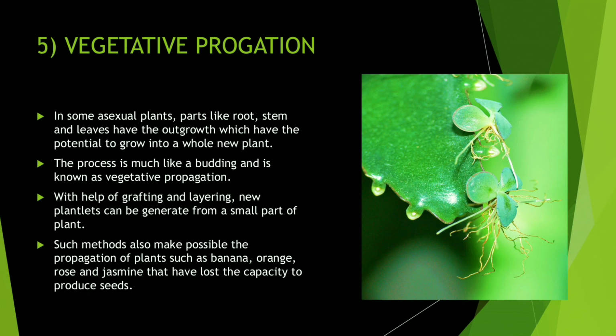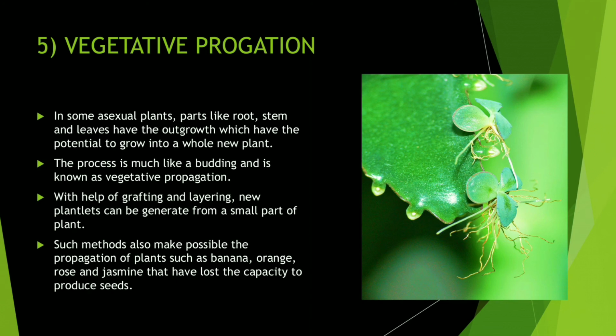This process is very similar to budding, but it is known as vegetative propagation, which is seen only in the plant kingdom. As you can see in the image, there is a bigger leaf, and from that bigger leaf two plantlets are growing out. We have many examples, like ginger, onion, sweet potatoes, and so on.